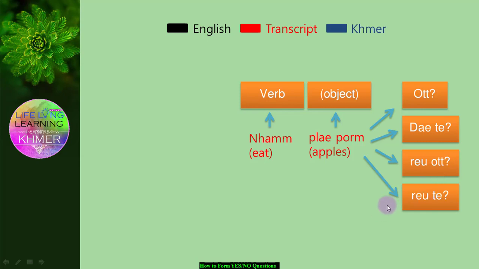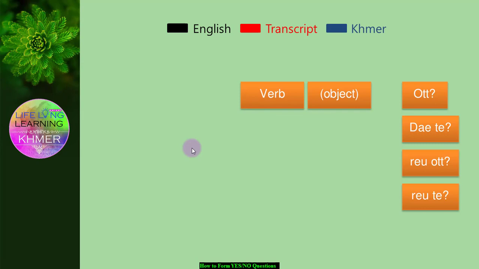Or even faster than that, we use eh. Nyam plai pom eh? You will hear this a lot among adults and younger people. They will say nyam plai pom eh? Nyam plai pom ru te? Nyam plai pom ru ot? Nyam plai pom dai te? Nyam plai pom ot? These are very common, ot and eh. Nyam plai pom ot, nyam plai pom eh. Alright, so this is very easy.